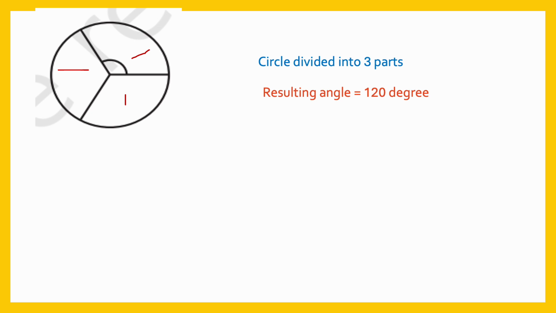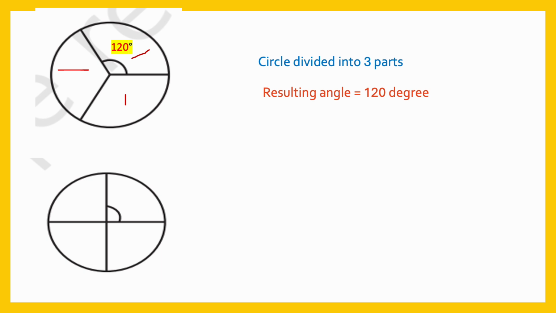See the next figure. Here a circle is divided into how many parts? 3 parts. 1, 2, 3. So the circle is divided into 3 parts. Then what will be the resulting angle? The resulting angle is 360 divided by 3. That is 120 degrees. So this angle is 120 degrees.